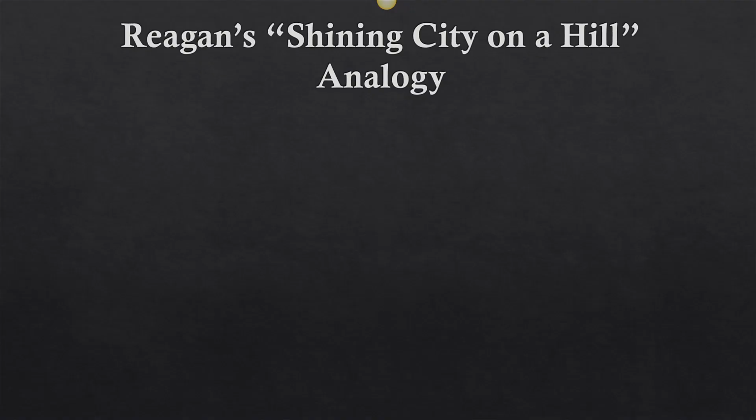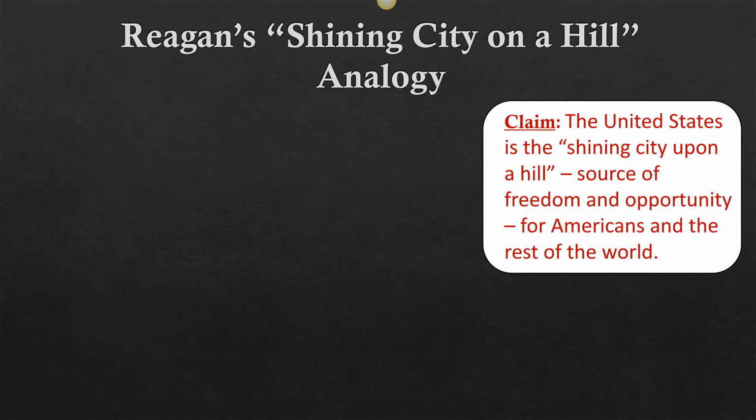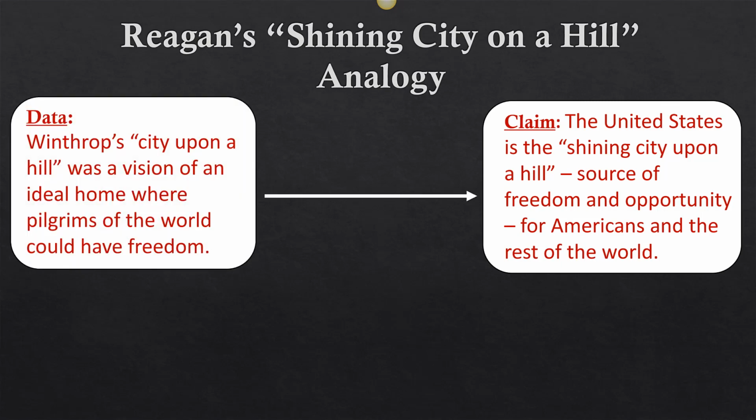So now that you have a sense of how Reagan used the shining city on a hill analogy in his rhetoric, let's use a Toulmin diagram to break down how this analogy argument works. First of all, we have a claim. The United States is the shining city upon a hill, the source of freedom and opportunity for Americans and the rest of the world. And he provides support for this claim by unpacking John Winthrop's discussion of the city upon a hill in his original public discourse during the days of the Pilgrims.